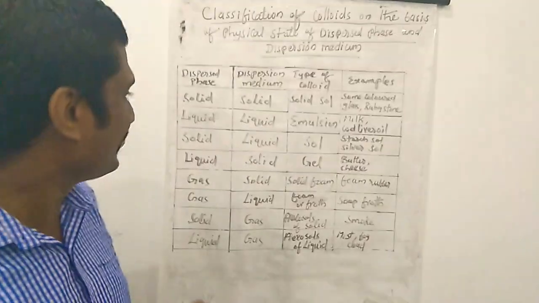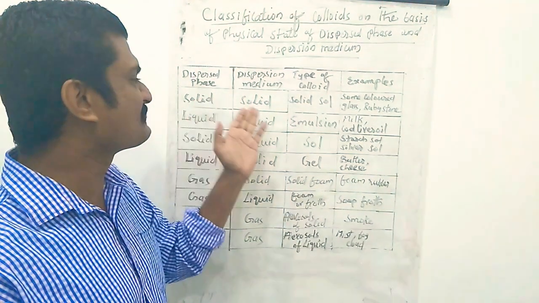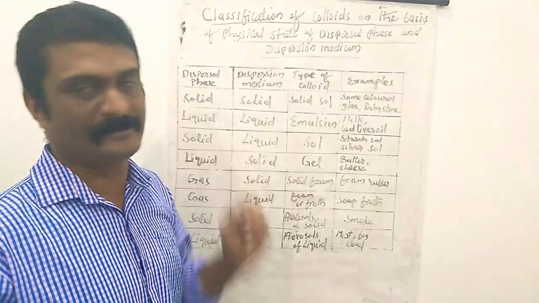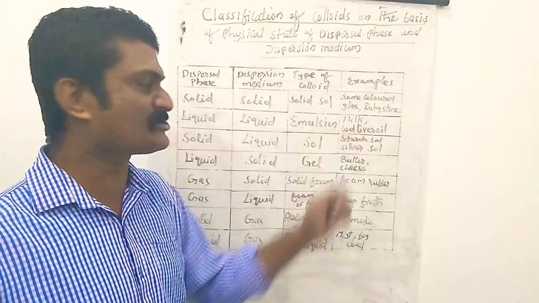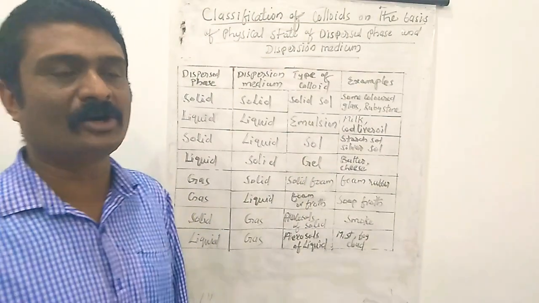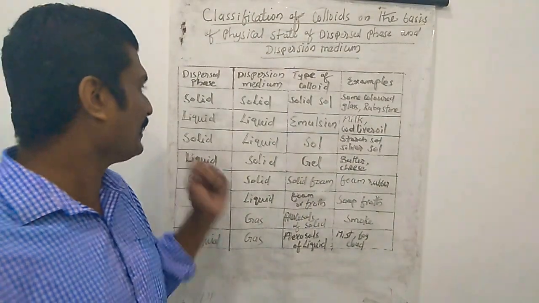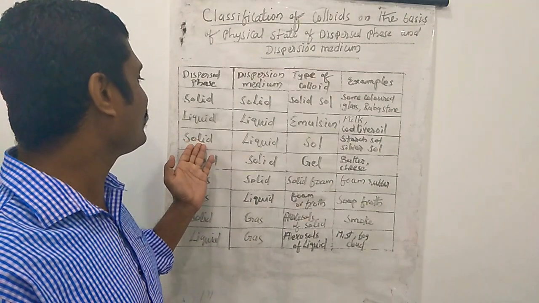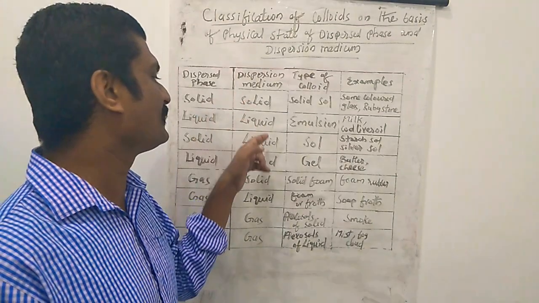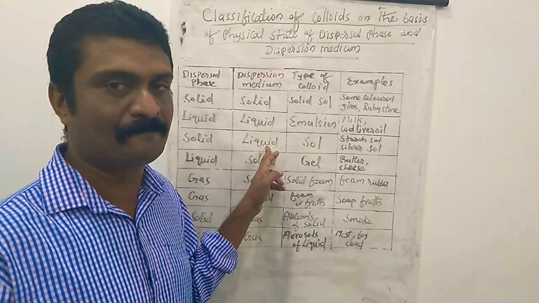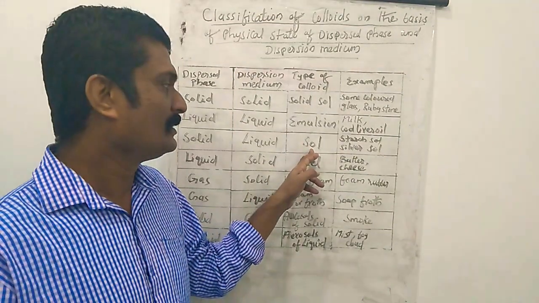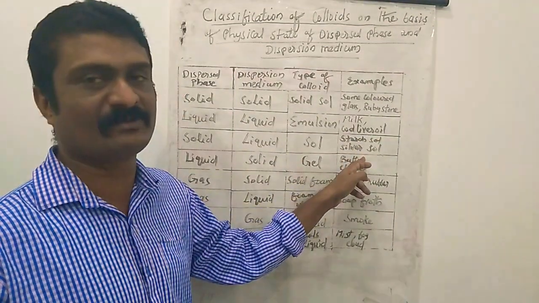Okay, then both dispersed phase and dispersion medium are liquids. It is called emulsion. The best examples for emulsion: milk and cod liver oil. Then, third type, when solid colloidal particles are dispersed in a liquid dispersion medium, the type of colloid is called sol. Example: starch sol, silver sol.